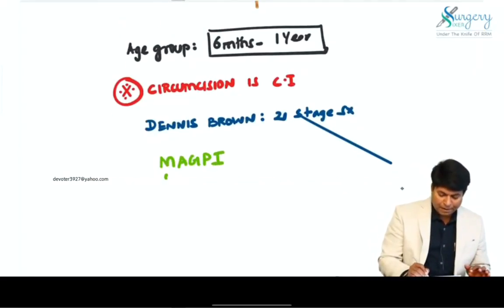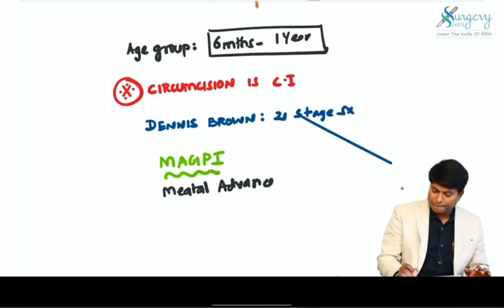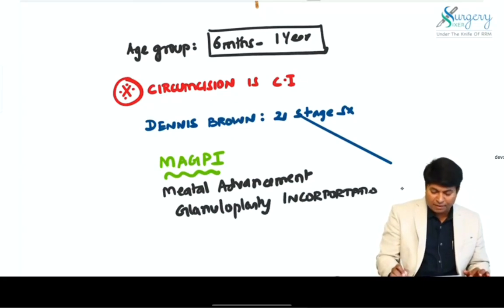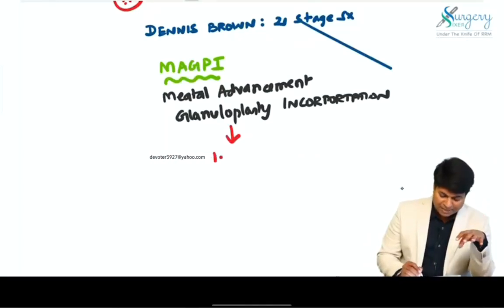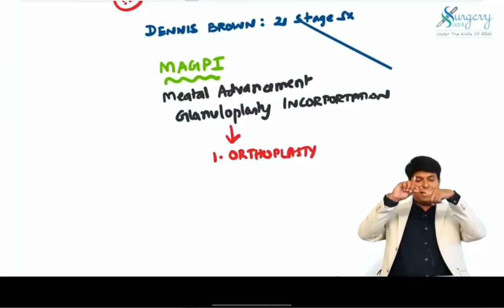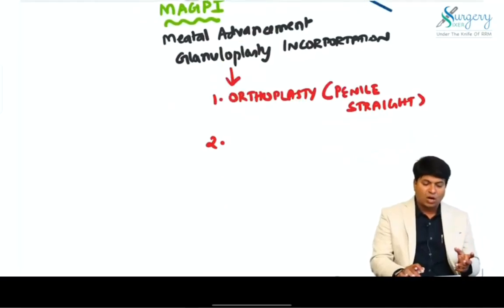MAGPI is a single-stage operation in which we do meatal advancement and glanuloplasty incorporation. This is a repeat question. What is done in MAGPI? The question can come as an order-based question. So what is the sequence in which we do the repair? The first repair is orthoplasty. Orthoplasty means the first thing is we make the penis straight. How will we make the penis straight? The first procedure done is making the penis straight, known as orthoplasty. We will do it by cutting the chordee.